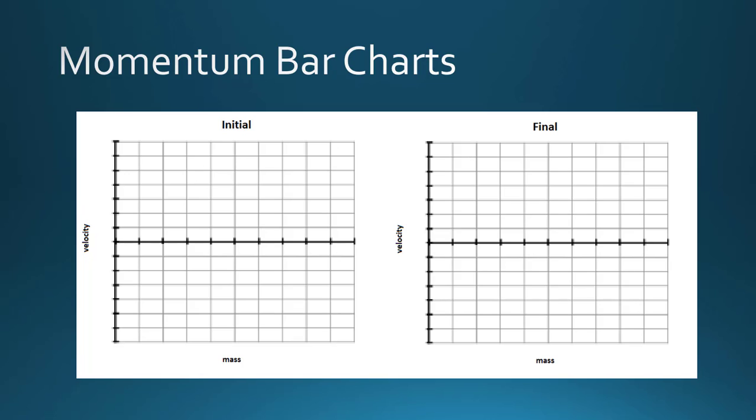All right, so now what we want to do is to have another representation of the motion and momentum of our objects. And we can use something called a momentum bar chart. These charts are essentially little bar graphs that show the mass of an object on the x-axis and the velocity of the object on the y-axis. And typically we use them to represent the momentum of more than one object before and after a collision. So that's kind of what we're going to walk through now.